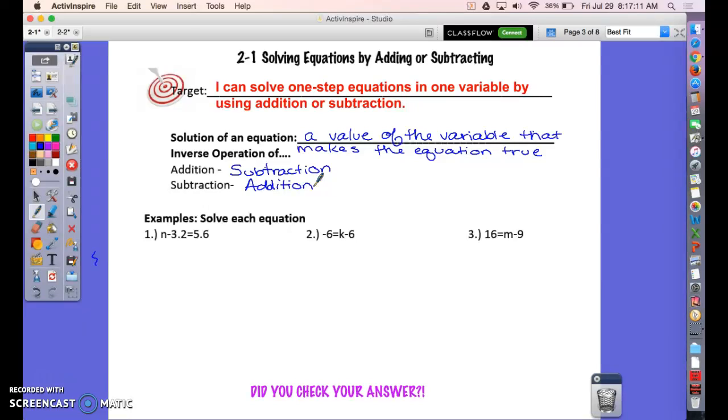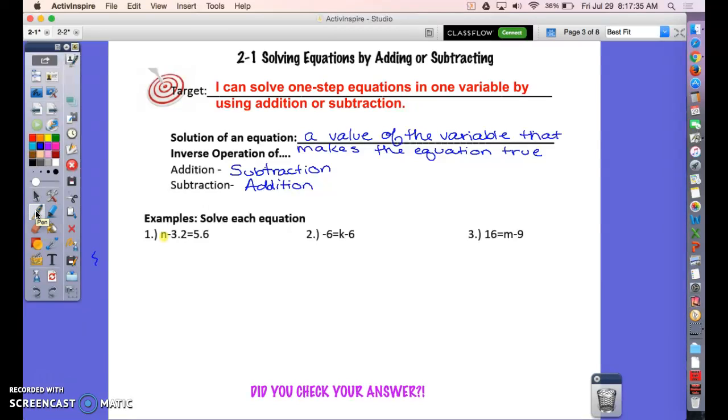Remember that subtraction, though, is also the same as adding the opposite, so don't forget your rules with your negative numbers. All right, so let's start with these three equations. It does not matter which side of the equation your variable is on. Always look for the variable first. It may help you to highlight the variable. So here I can see n is on the left side.